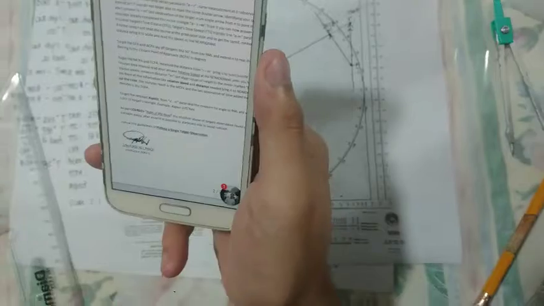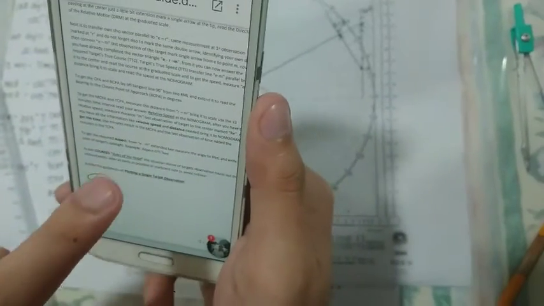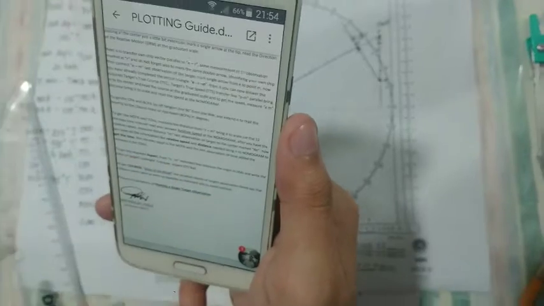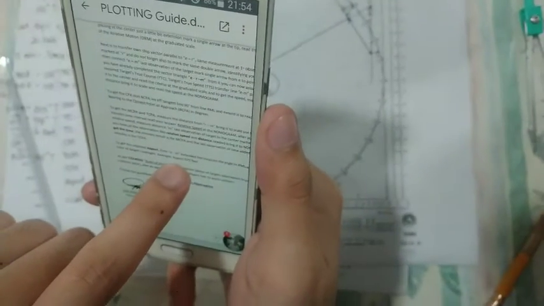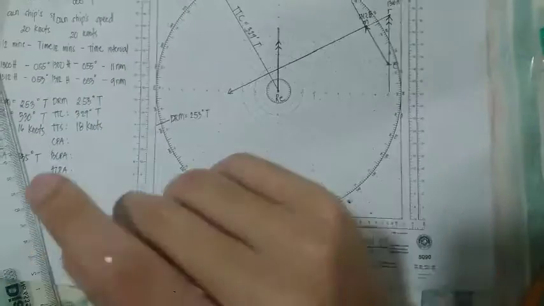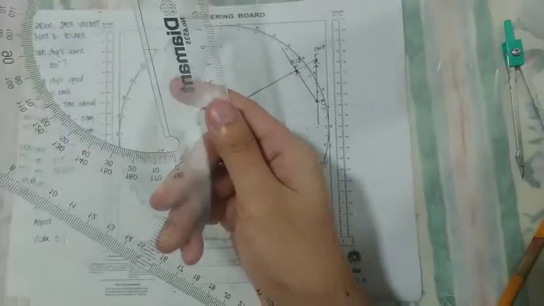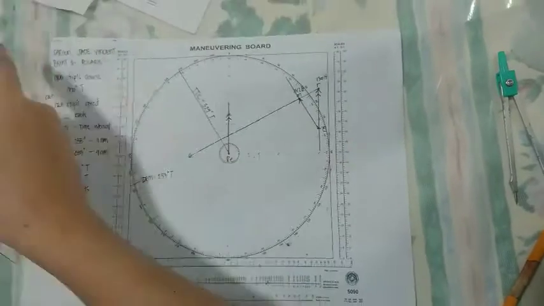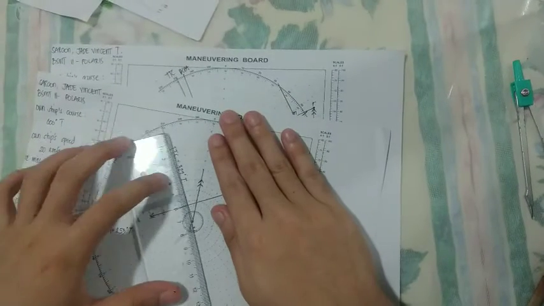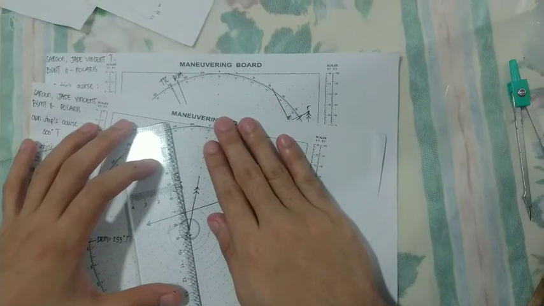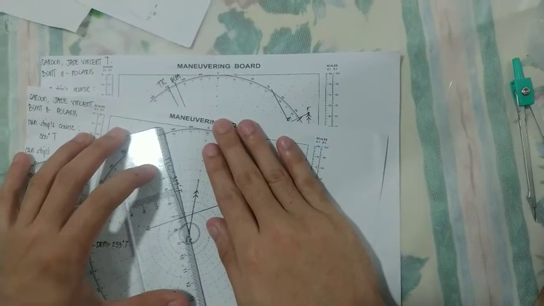So naa sa guidelines nga to get the CPA and BCPA, lay off tangent line 90 degrees from the line RML and extend it to read the bearing to the closest point of approach. So mangita ka og right angle or 90 degrees sa RML. Meaning dapat naka 90 degrees para makuha nimo ang CPA. Makita nimo siya nga 90 degrees.